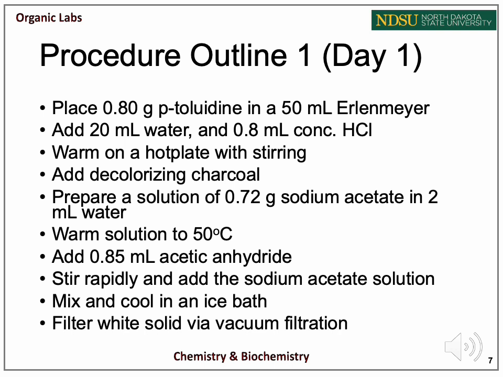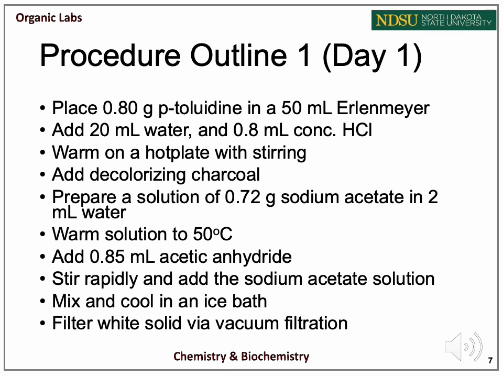So day 1, we're going to start with the preparation of our para-acetoaminobenzoic acid. We will start by placing 0.80 grams of the para-toluidine in a 50 milliliter Erlenmeyer. We will then add 20 milliliters of water and 0.8 milliliters of concentrated hydrochloric acid. We will warm on a hot plate while stirring. If there is any color left, we will add decolorizing charcoal.